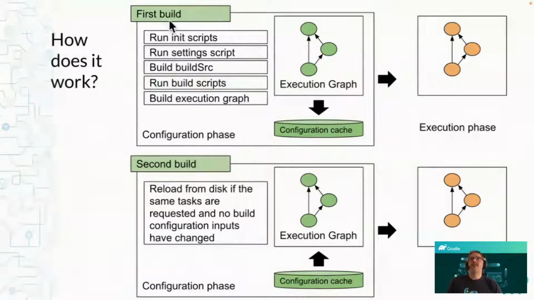So in the first build, everything runs. And after the execution graph is computed, it is stored to the configuration cache. In the second build, the execution graph will be reloaded directly from the cache if and only if no build configuration inputs have changed. Right. So now we have this new thing to worry about, or at least to think about, right? The build configuration inputs.